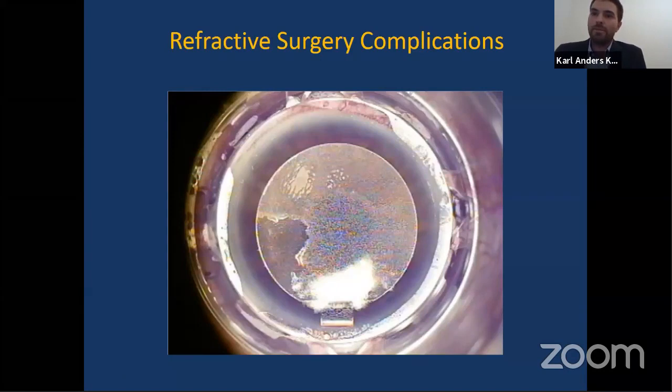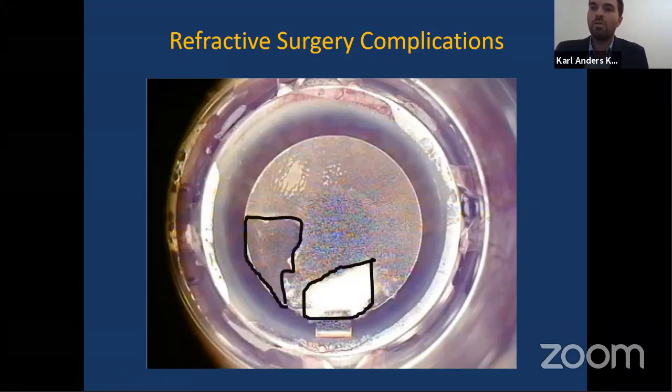So this was a LASIK patient. First eye, this is the second eye, so this is a left eye. The right eye had just a normal outcome, just a small opaque bubble layer. This was the left eye, and this was the situation we were in before lifting the flap.